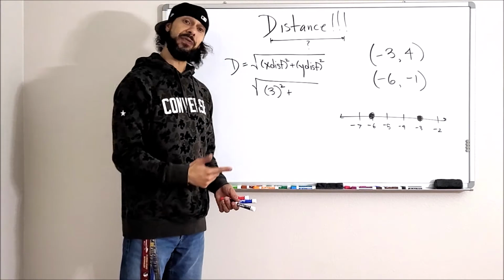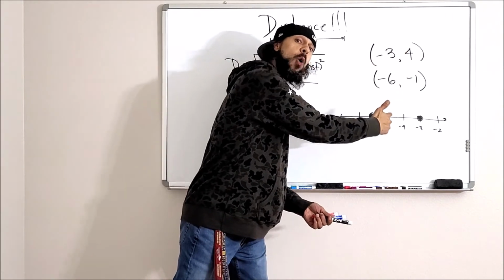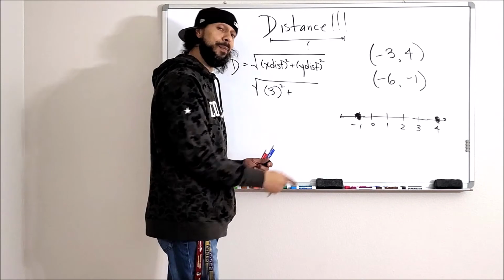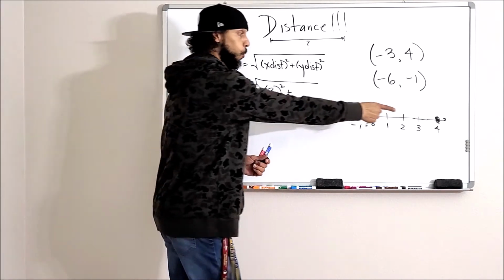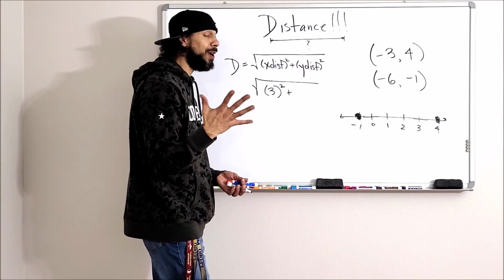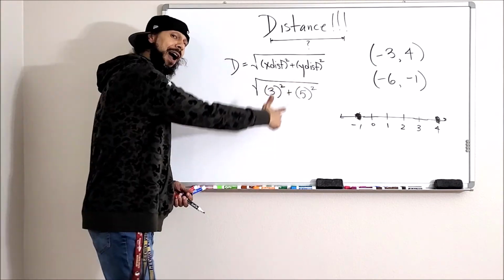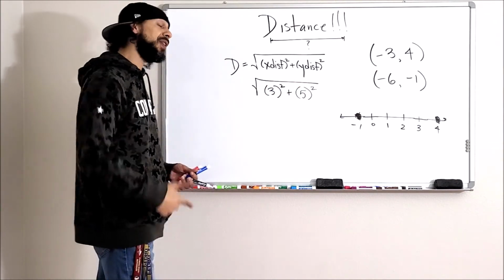Nope. Same thing for the y's. How far apart are 4 and -1 on a number line? Yeah, that number line. How many spaces? 1, 2, 3, 4, 5. Where do I put that 5? That's the distance between my y's, so I put that 5. Right there. Exactly right.